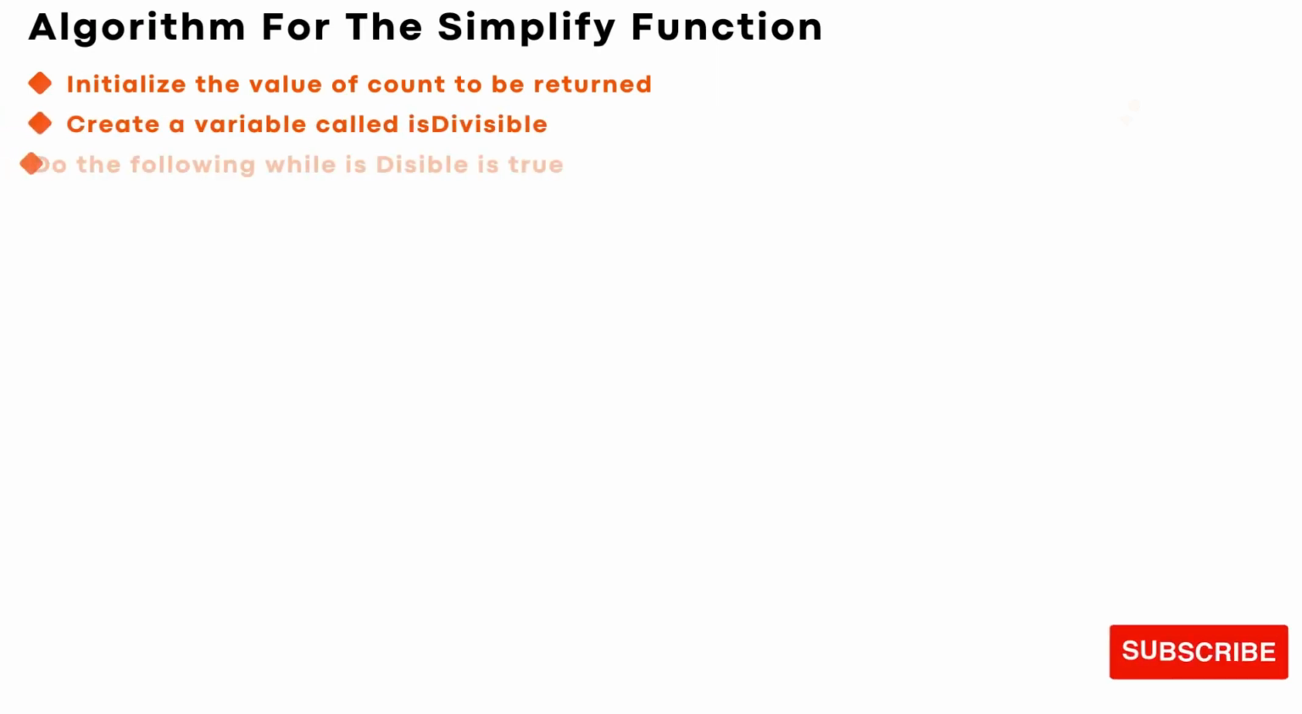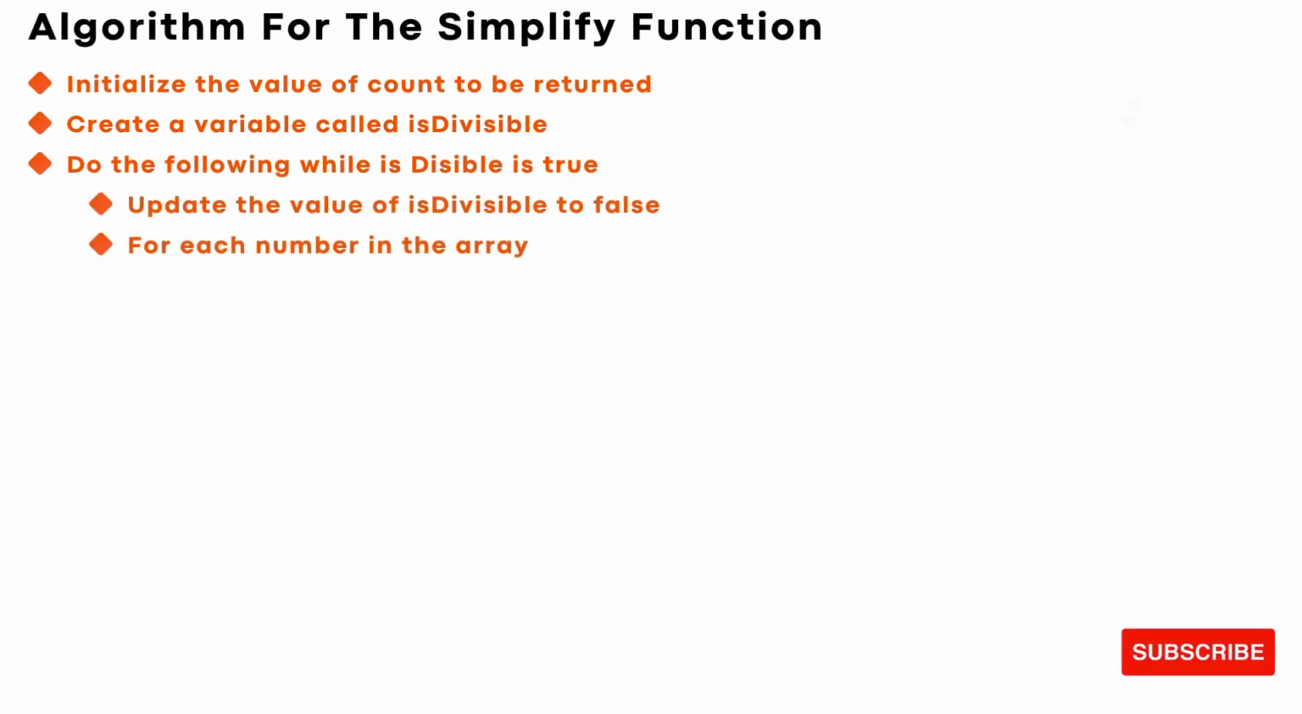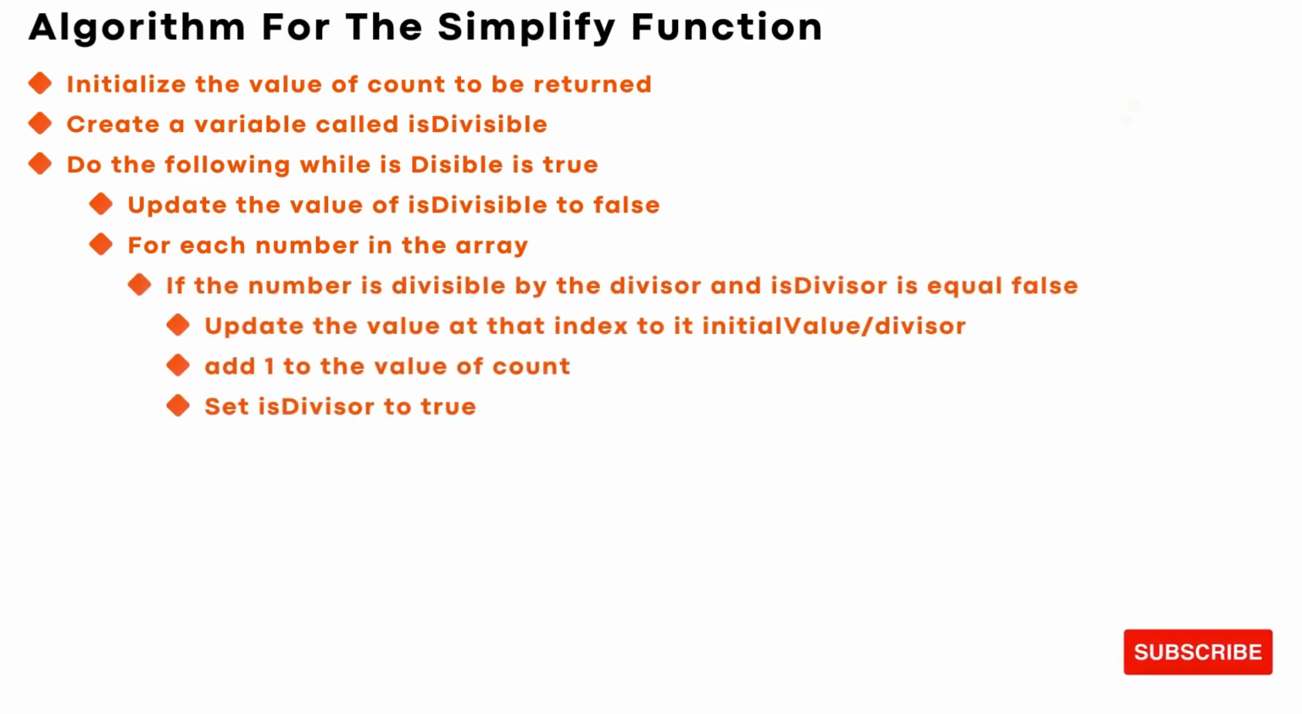So here's the algorithm for the simplify function. At first, we initialize the value of count to be returned. We create a variable called is divisible. Now do the following while is divisible is true. Update the value of is divisible to false. For each number in the array, if the number is divisible by the divisor and is divisible is equal to false, then do the following.